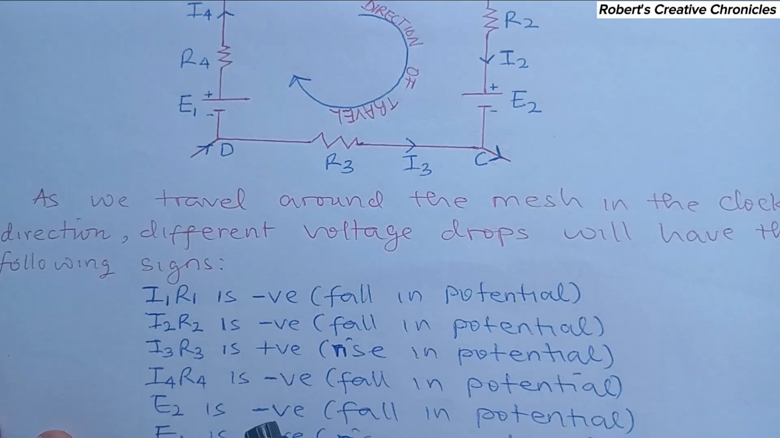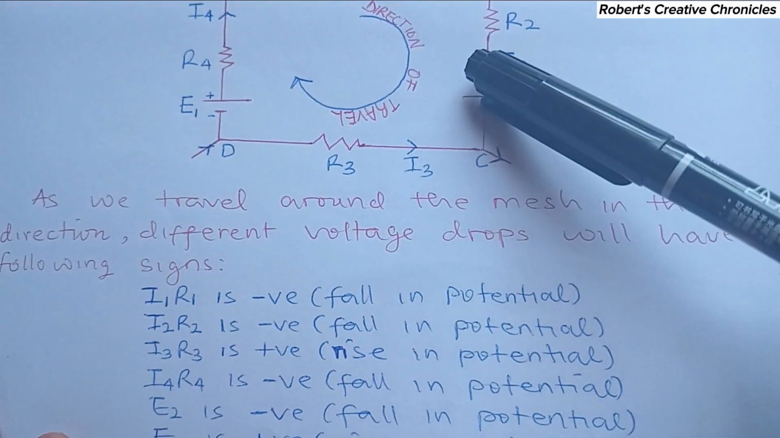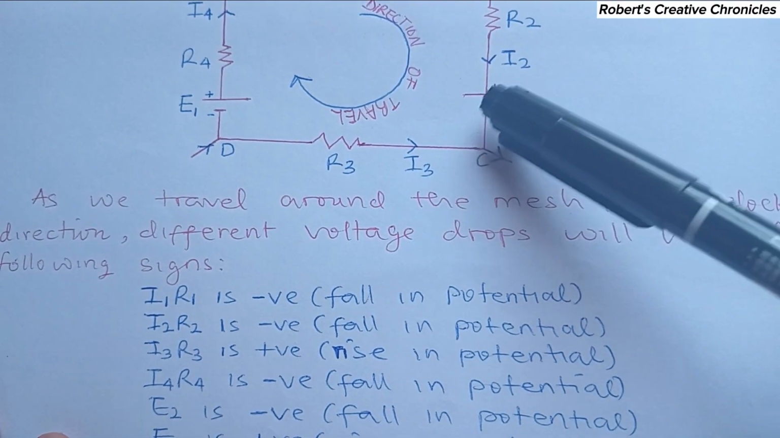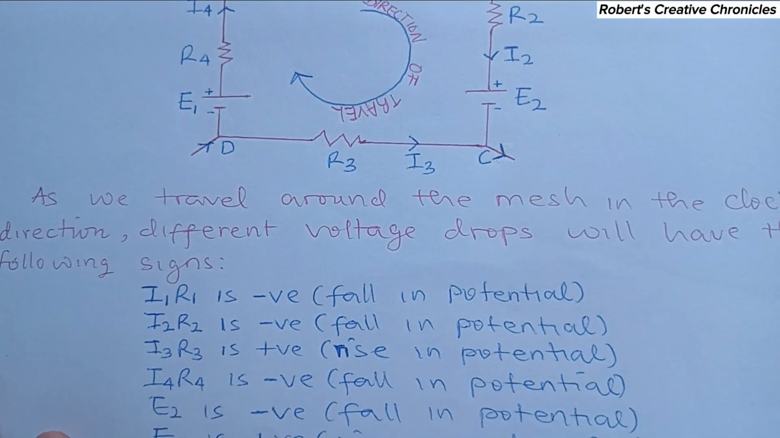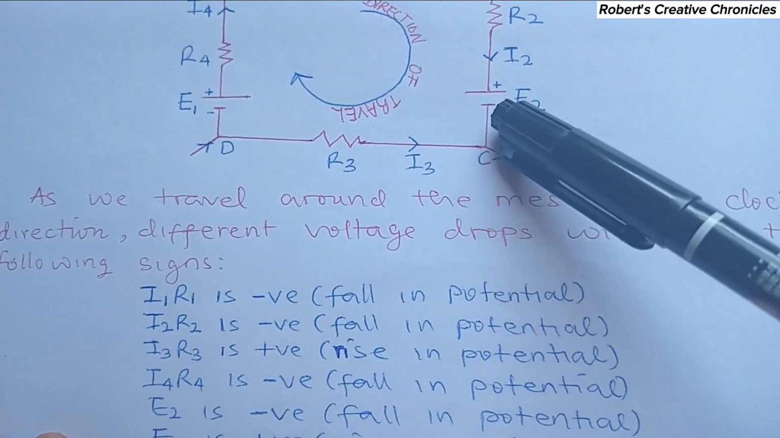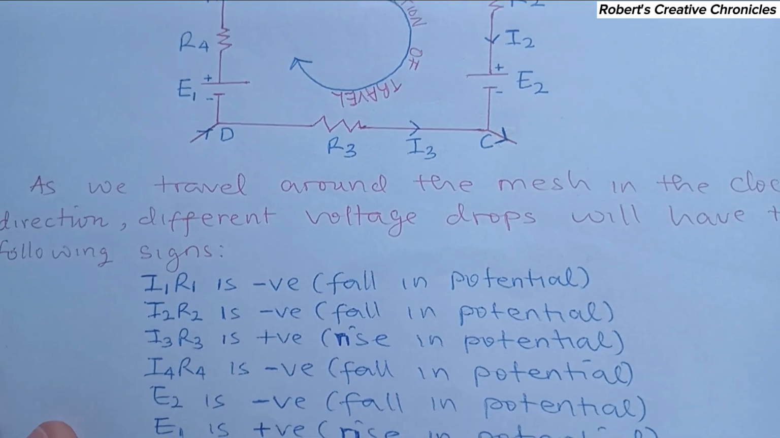Now E2, the second voltage. When we are moving in the clockwise direction, we will pass positive potential. The last one we are going to meet is the negative. So from positive to negative, there's a fall in potential. So we are going to make use of the last one we are going to come across, which is negative. So E2 is negative, a fall in potential.